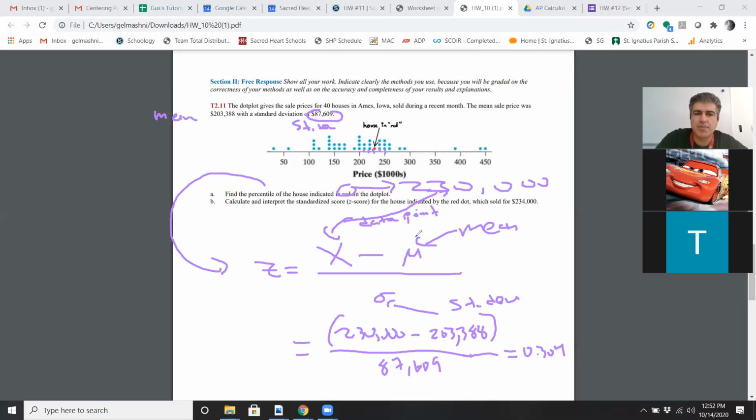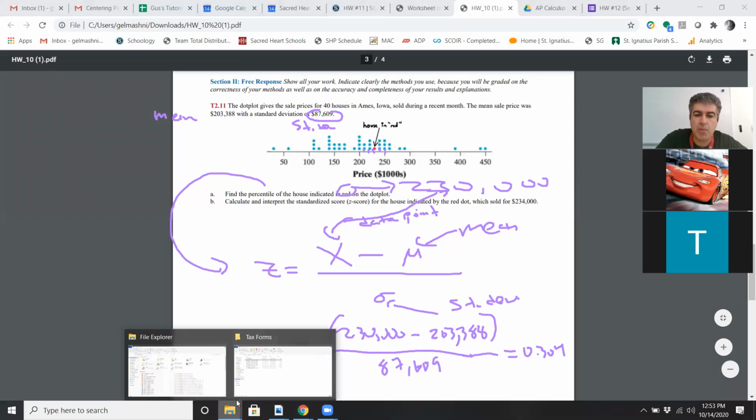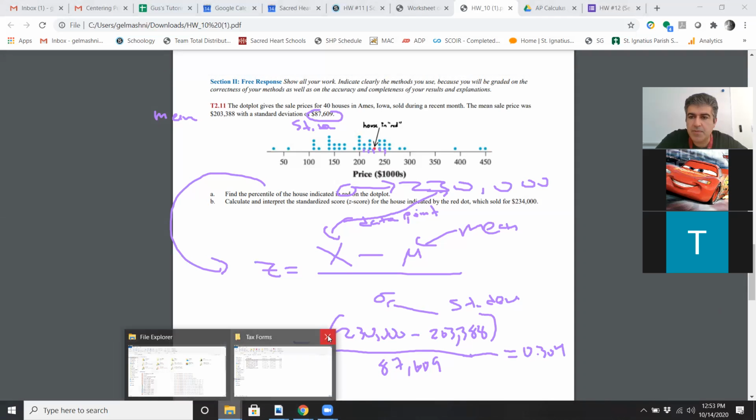Well, here's what we're going to do. You can go about this a few ways. You can pull up something called a z-table, which I did share with you guys. Let me pull it down.